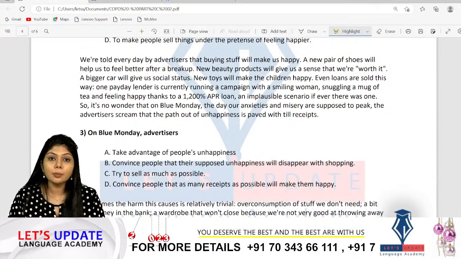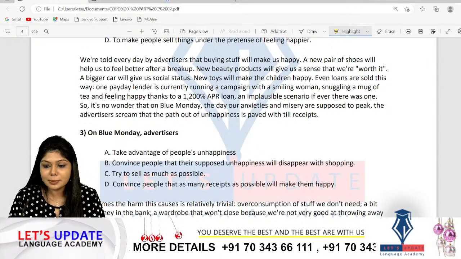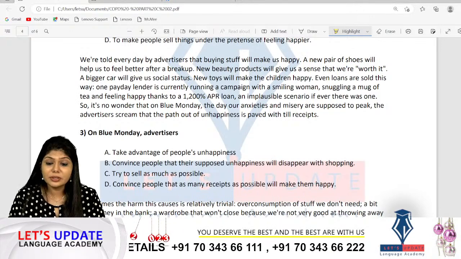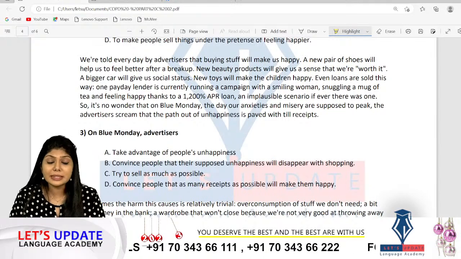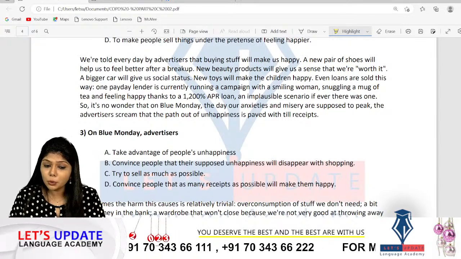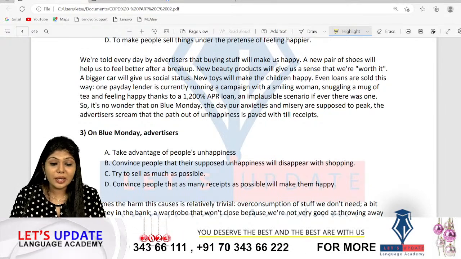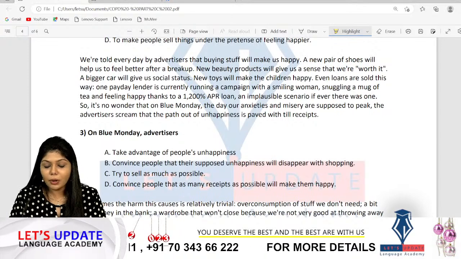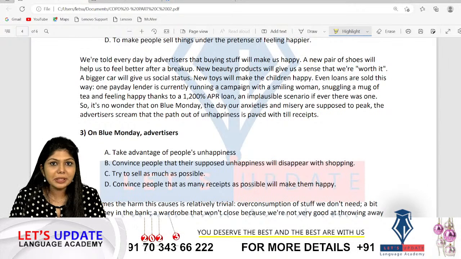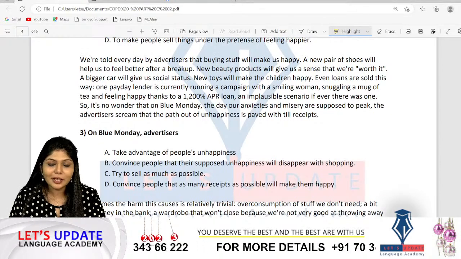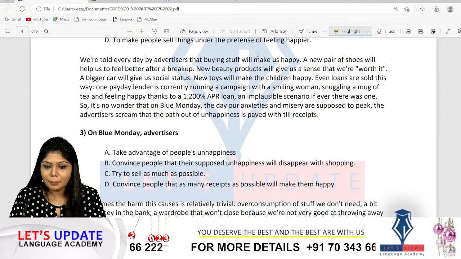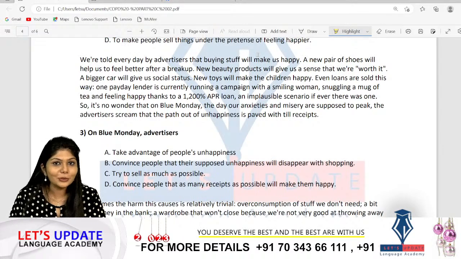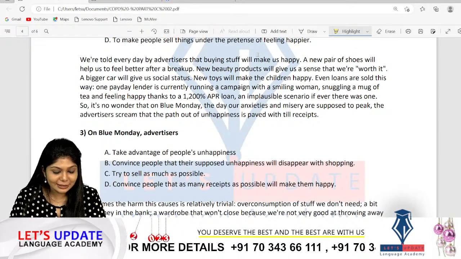So it's no wonder that on Blue Monday, the day our anxieties and misery are supposed to peak, the advertisers scream that the path out of unhappiness is paved with till receipts. So this is the paragraph. Now let's read the question again: on Blue Monday, advertisers. The question is, on Blue Monday, or the concept of Blue Monday, what happens? Advertisers. So you need to complete the sentence. The mention of advertisers is clearly given in one sentence. So just look through it and please put in your answers.